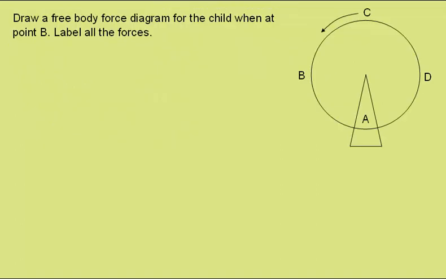Draw a free body force diagram for the child when at point B, labelling all the forces. Well, we can simply draw the child as a circle. There will be the weight acting down, the reaction force due to the seat on the ride acting up, and the centripetal force acting towards the centre of the circle.